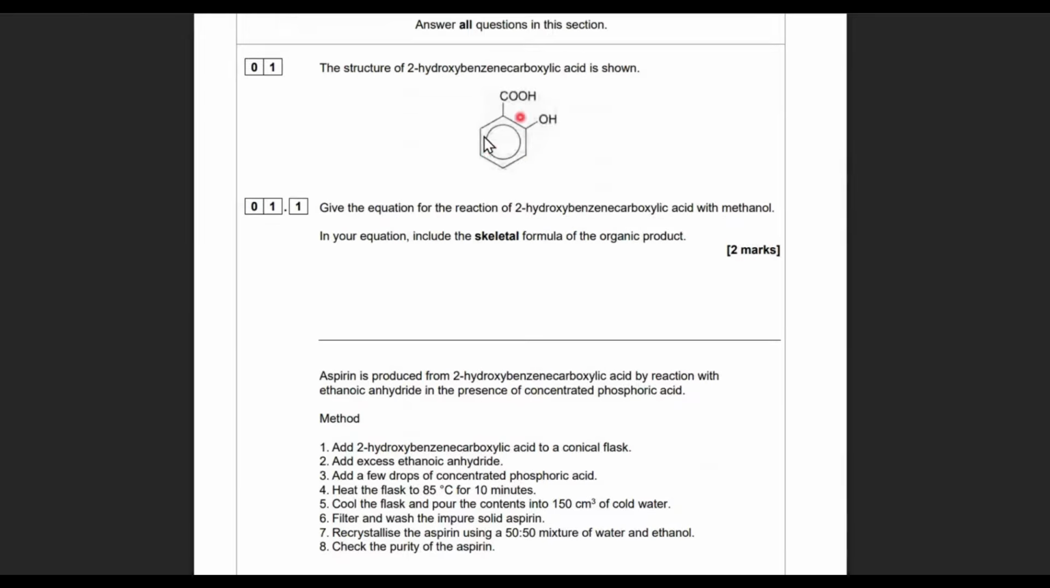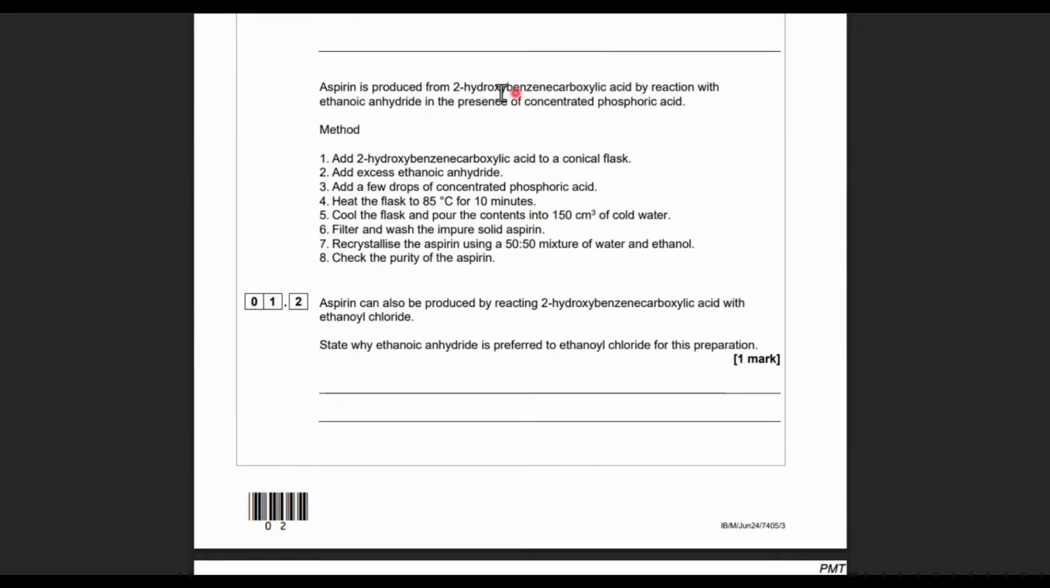We got 2-hydroxybenzene carboxylic acid. No, we're not reacting it with methanol. Let's go down to the method. Sorry, that was the previous bit. 2-hydroxybenzene carboxylic acid with ethanoic anhydride. So look, we've got our two reactants.